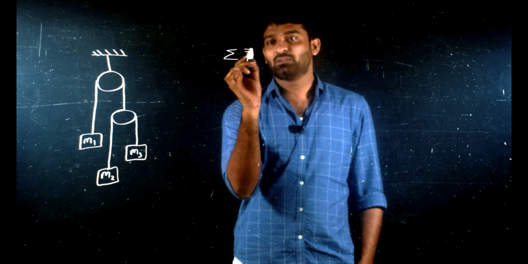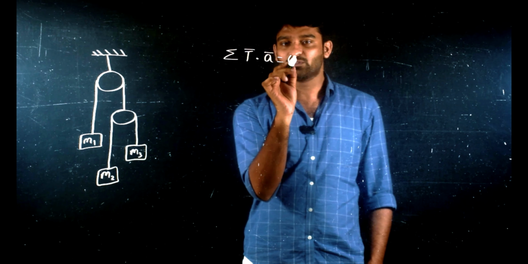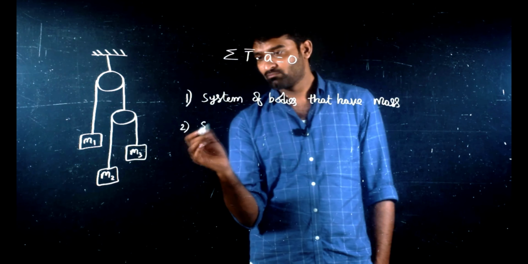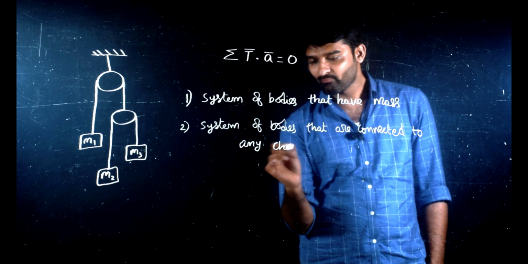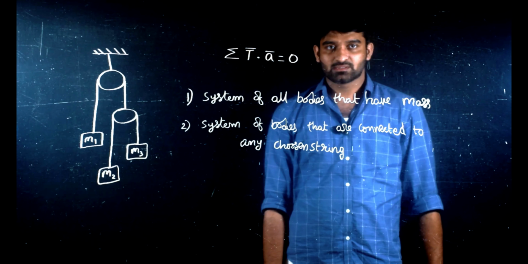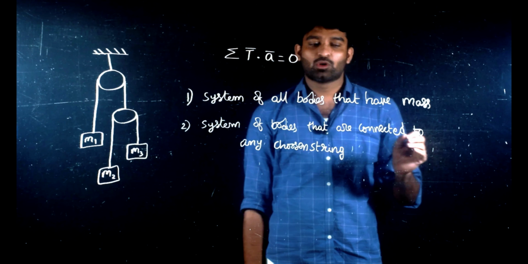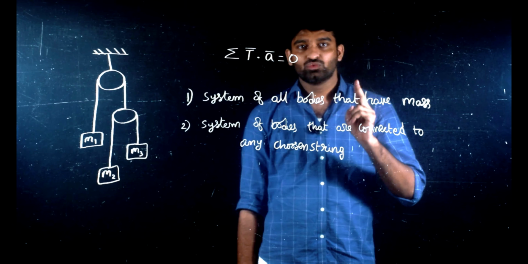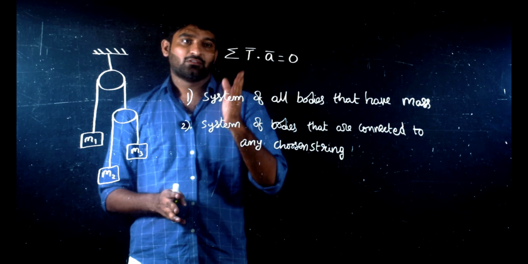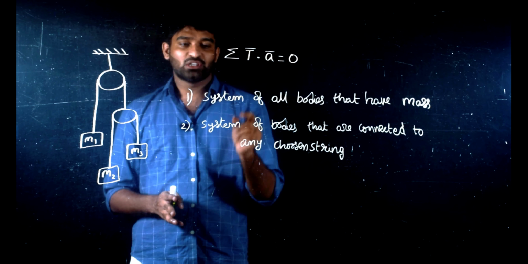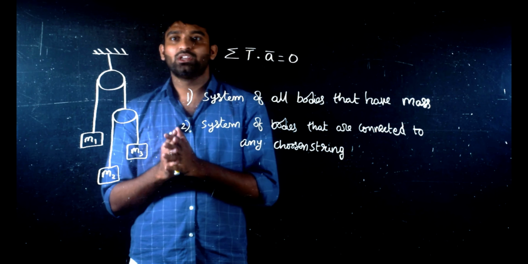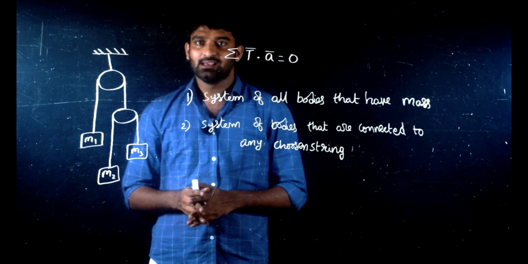It is sigma T bar dot a bar equals 0. This equation can be applied to two types of systems. One, the system of all bodies that have mass, and two, the system of all bodies that are connected to any chosen string. For applying this equation by choosing a system of the first type or the second type, we need to follow two important rules.